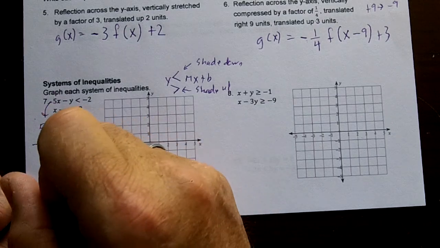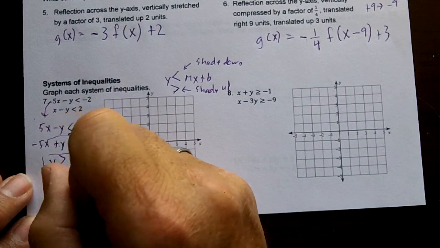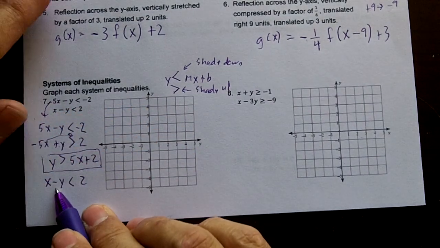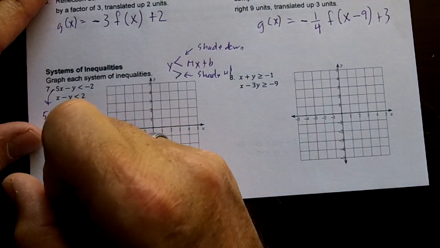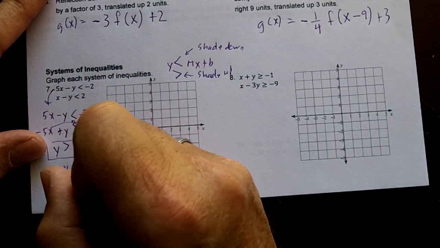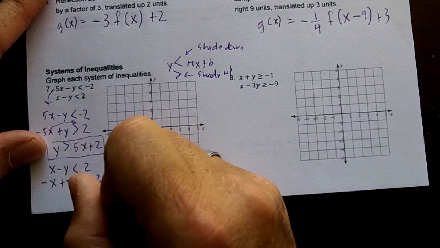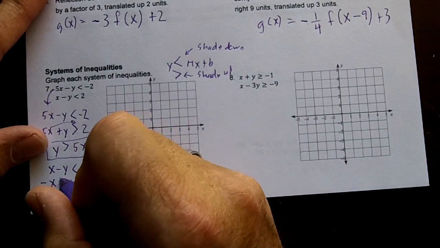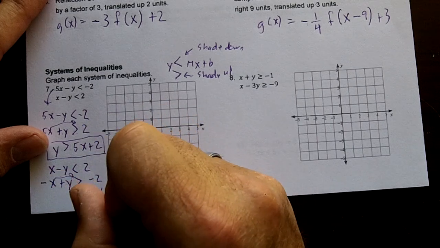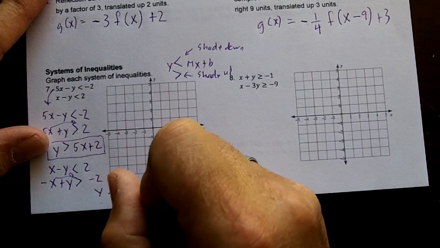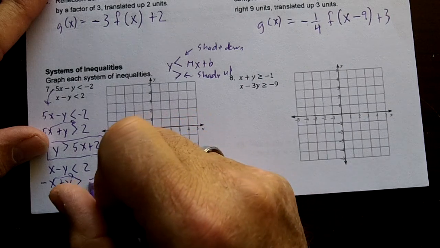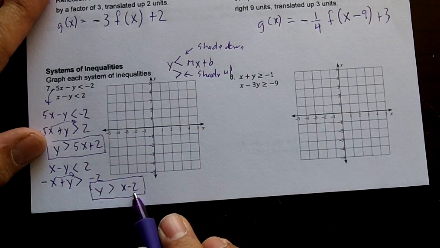Let's do the other one. x minus y less than 2. The y is negative again in it, so I'm going to switch all the signs. So negative x plus y, I'm going to flip my inequality to greater than, and then negative 2. Now I can solve for y. I'm going to move the x over. y is greater than x minus 2. So these are the two equations I'm going to graph.